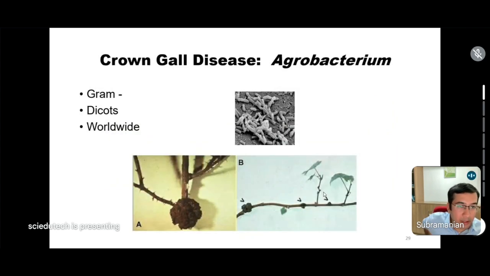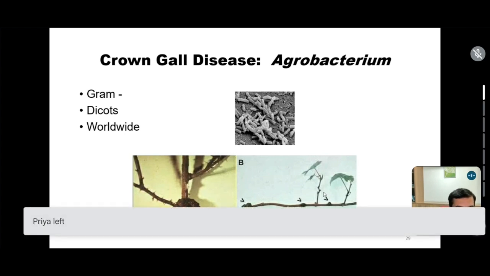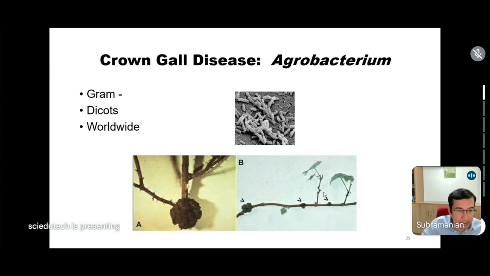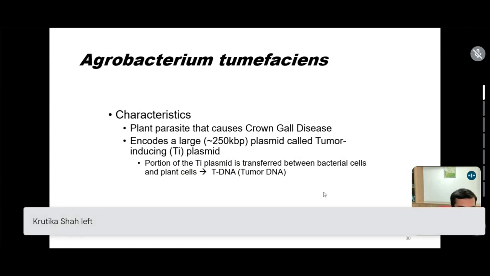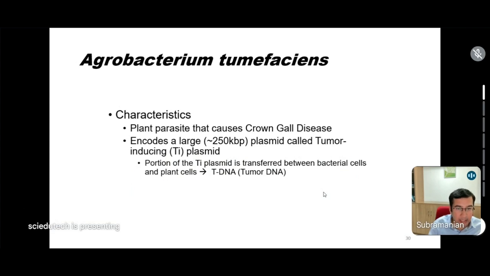Something more about crown gall disease. Agrobacterium is a gram-negative bacterium, and it infects dicotyledonous plants, and it is seen worldwide. This is the tumor that you see in figure A shown here. All these are tumors caused by Agrobacterium. Next slide, please. Some of the characteristics of Agrobacterium: it's a plant parasite that causes crown gall disease. It encodes large plasmid proteins.